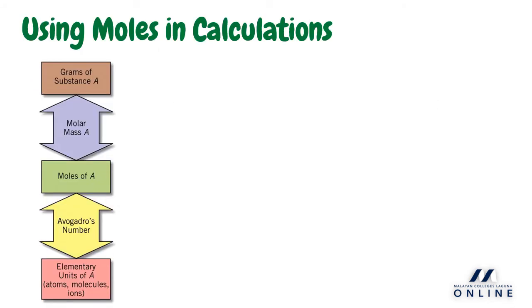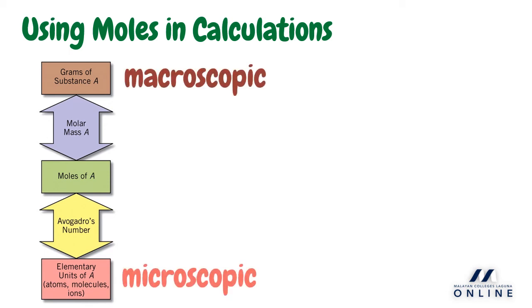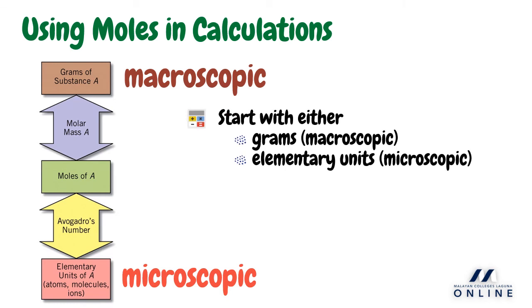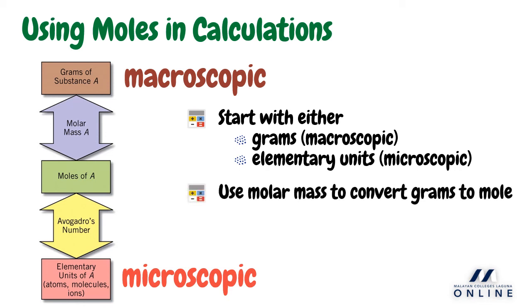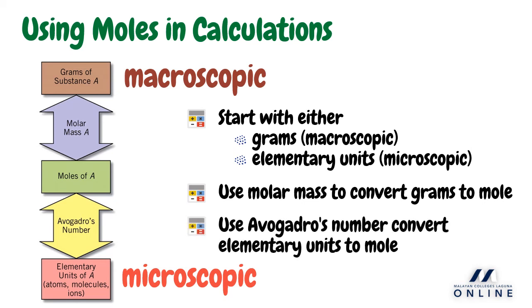We can also convert mass to number of particles, that is, from macroscopic to microscopic, or the other way around, from number of particles to mass. If we want to do macroscopic to microscopic, we start with grams, convert it to moles using molar mass, and then convert moles to number of particles using Avogadro's number. Or, if we want to do microscopic to macroscopic, we start with the elementary units, convert it to moles using Avogadro's number, and then convert moles to mass using molar mass.